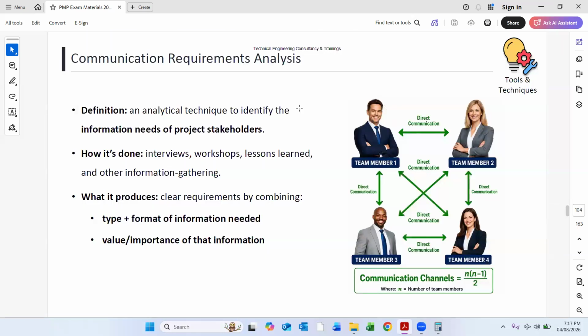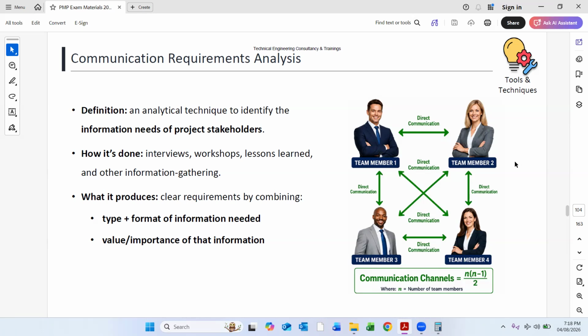Communication requirement style. An analytical technique to identify the information needs of project stakeholders, like interviews, workshops, lessons learned, and other information gathering. It produces clear requirements by combining type plus format of information needed, and the value of that information. Let's say, for example, our communication formula is n into n minus 1 divided by 2.